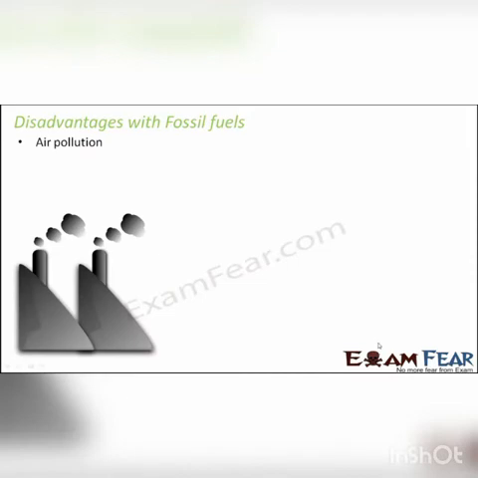Some of the disadvantages: the first one is that it causes severe air pollution. When you think of fossil fuels, what are they? The three common fossil fuels are coal, petroleum and natural gas. When you burn any of these, you burn coal, a lot of smoke is produced, a lot of poisonous gases are produced, carbon monoxide is released, carbon dioxide is released, and all these create air pollution, and air pollution has serious health effects on all living organisms. So air pollution is a major disadvantage associated with fossil fuels.